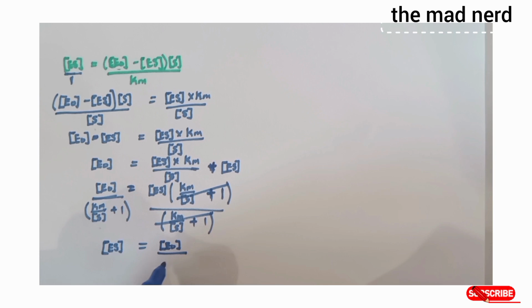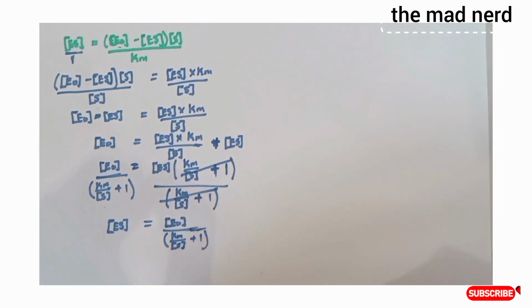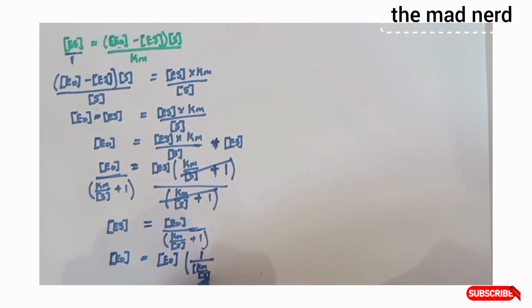the concentration of E naught over the Km over the concentration of substrate plus 1. And now, because we are dealing with mathematics, we can just do some mathematical gymnastics by taking that concentration of E naught and putting it on the side, and then we say 1 over Km over the concentration of S plus 1, and then we close those brackets.